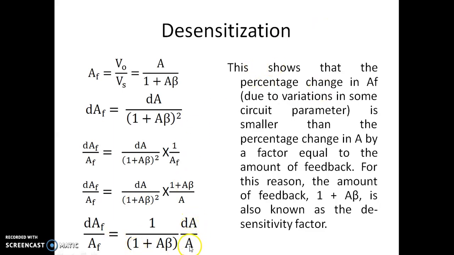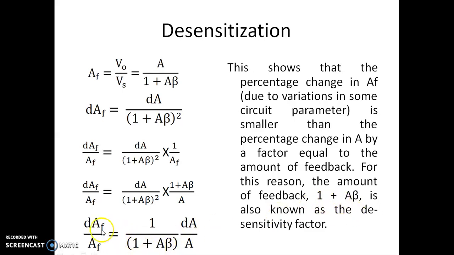If dA by A is the change in the gain of an amplifier without feedback, this shows that the percentage change in AF due to circuit parameters, with respect to the percentage change in A without feedback, is smaller. If I just read this out, it shows that the percentage change in AF is smaller than the percentage change in A by a factor equal to the amount of feedback. So this entire quantity 1 plus A beta is called the amount of feedback.